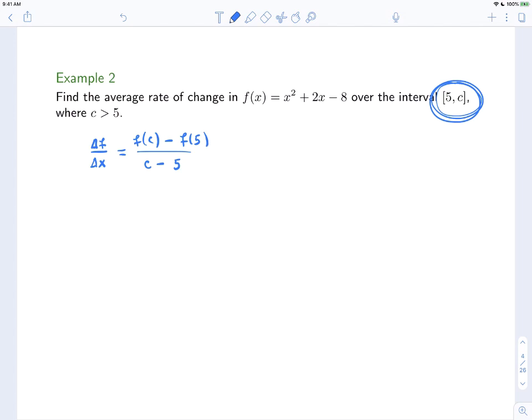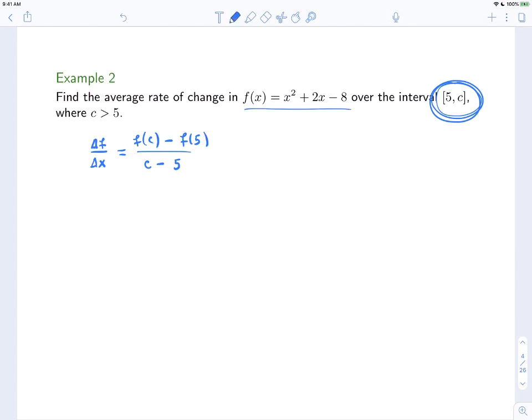So I put the larger number x first. It doesn't really matter if you do the larger one first or the smaller one first, as long as you're consistent. So here I have c minus 5, so in the numerator I have f at c minus f at 5. The two outputs need to correspond to the two inputs, so whichever input goes first, the corresponding output has to also go first. So you're measuring the change over the interval from 5 to c. So this is the difference in the x values that are the inputs, and these are the differences in the corresponding outputs.